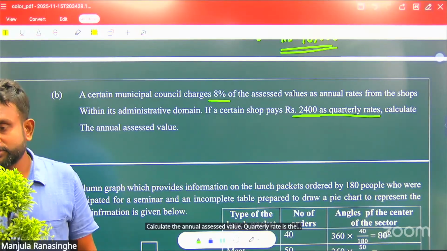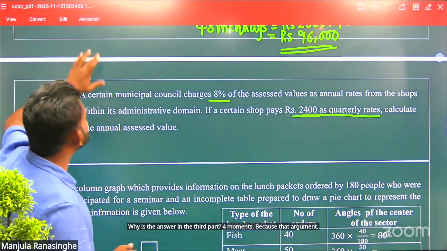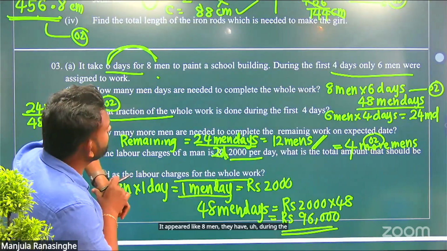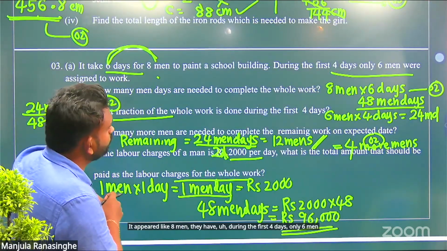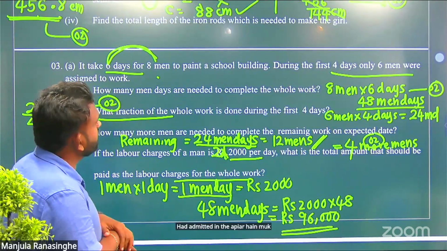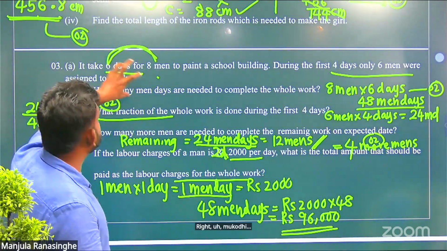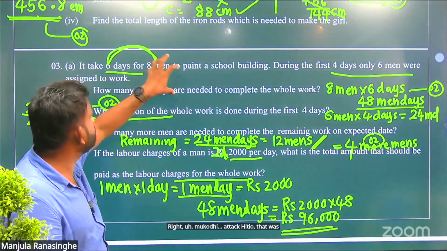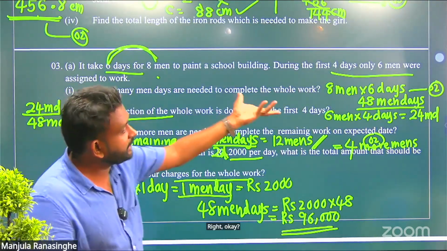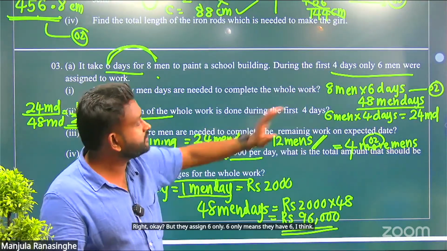Why is the answer in the third part 4 more men? Because that argument: it appears like 8 men they have during the first 4 days, only 6 men were assigned to work. Okay, but here we cannot say that there are definitely 8, because if 8 were there it takes 6 days. But they assigned 6 only. 6 only means they have 6, I think. Then it should be 6.